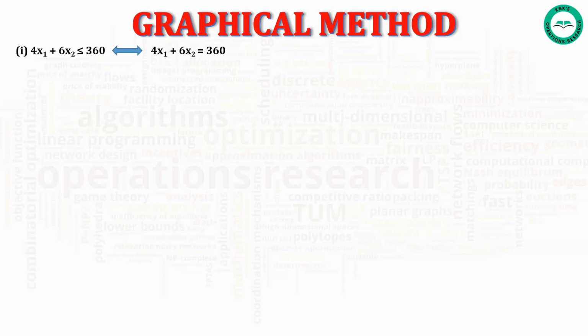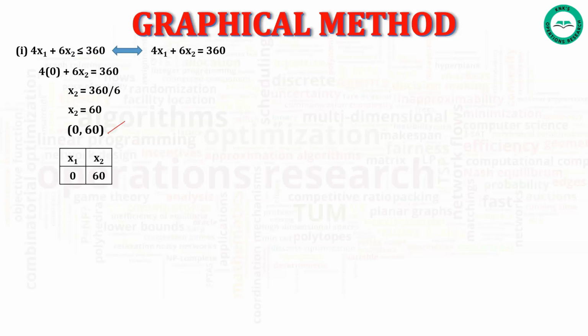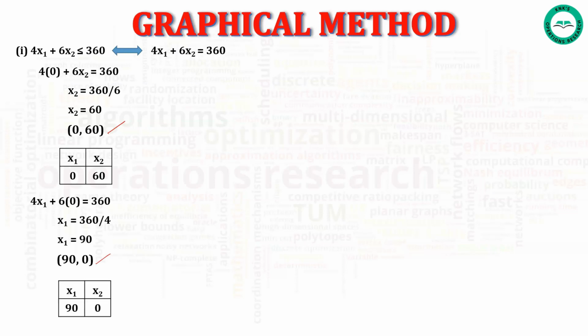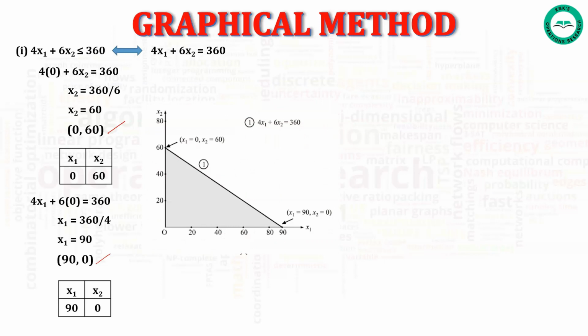Let us see how they will be connected. First assume x1 equals 0, then we find the x2 value, and we get the coordinates (0, 60). Similarly, we assume x2 as 0 and find the other coordinate, that is (90, 0). So here we got the two coordinates. Now plot them on the graph and connect them with a straight line.